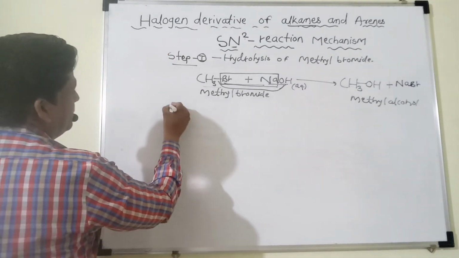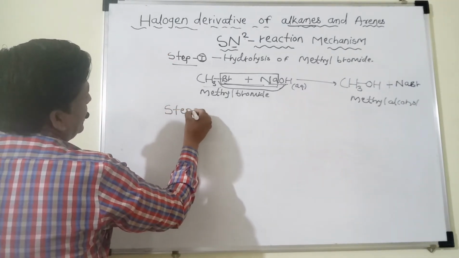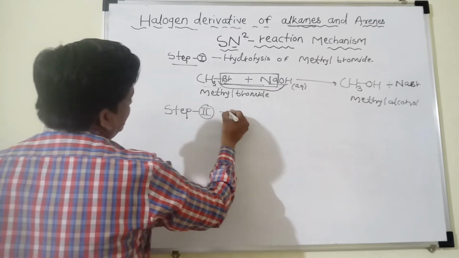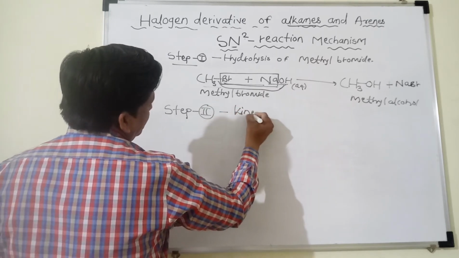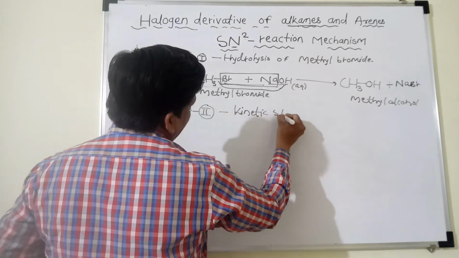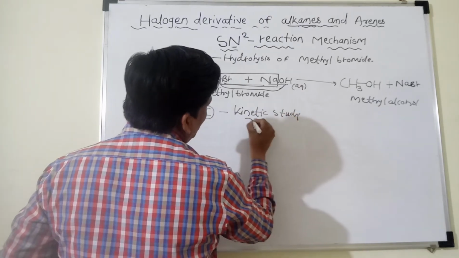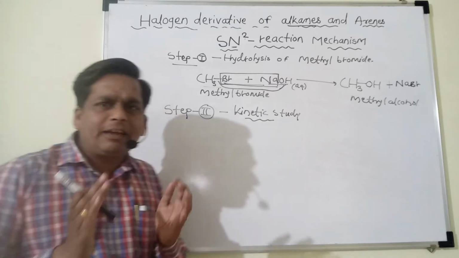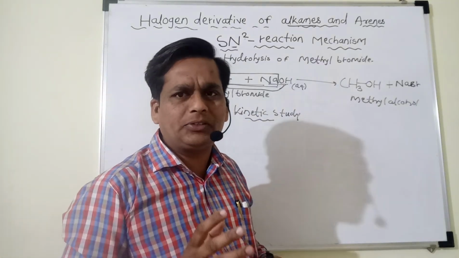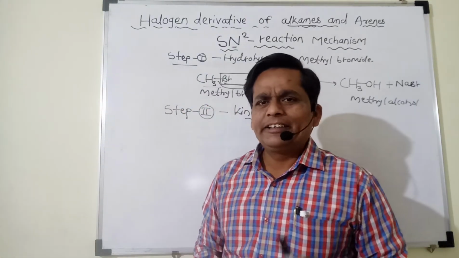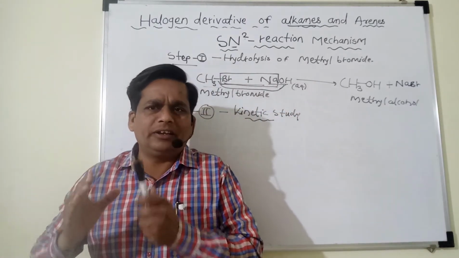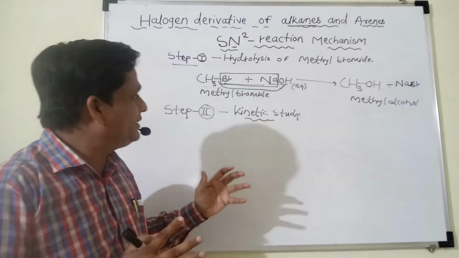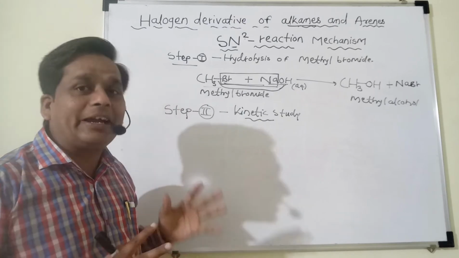So the second step is the kinetic study. Second step is nothing but the kinetic study. Okay, so in kinetic study, what do you have to see? Kinetic study, you know the chemical kinetics. Actually chemical kinetics is the branch of chemistry which deals with the study of rate of chemical reaction. So here we see what is the order of reaction.